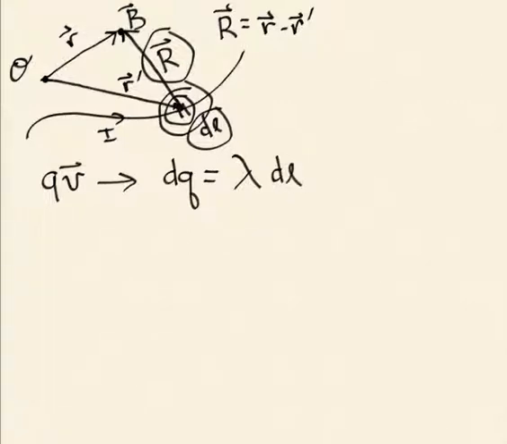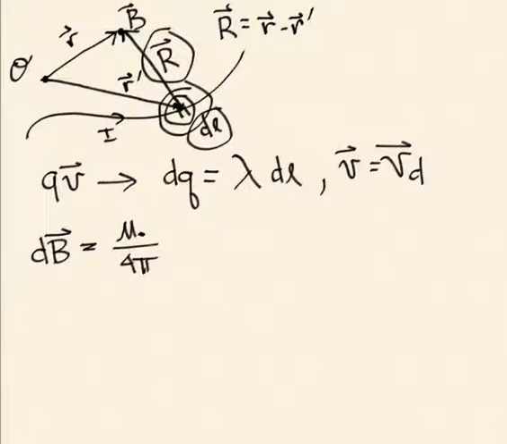Okay, that's going to be my charge, my little bit of charge dq. Now the velocity at which these charges move will be the drift velocity associated with the current in the wire. So I can write down that my little bit of magnetic field generated by this segment dl can be written as mu naught over 4 pi, times now qv is going to become dq times v, and that's going to be lambda dl. That's the little bit of negative charge in that location.